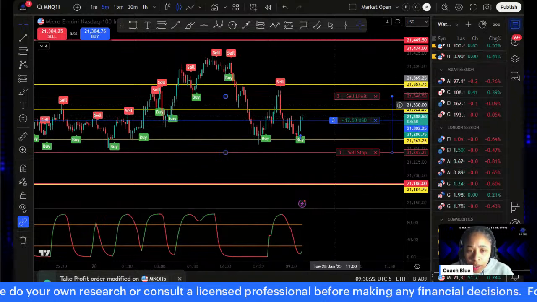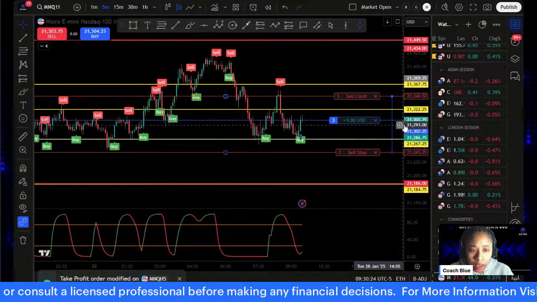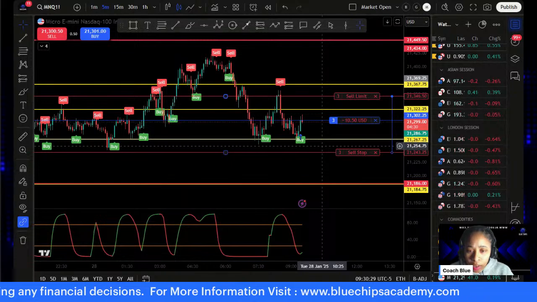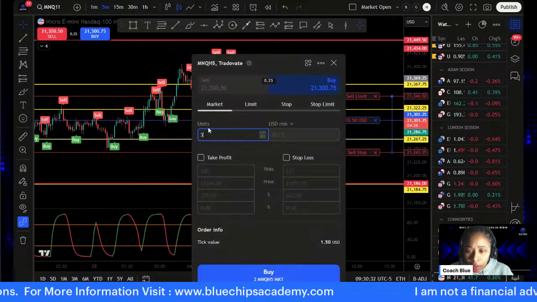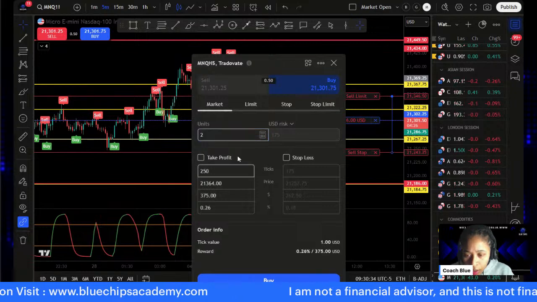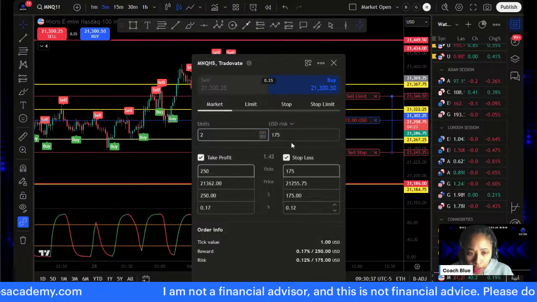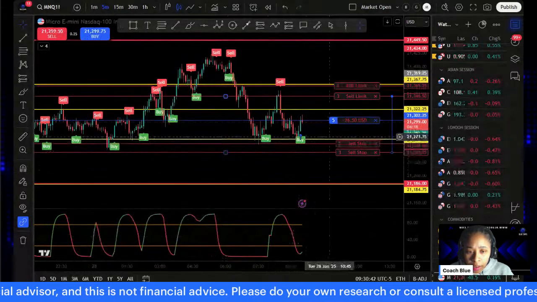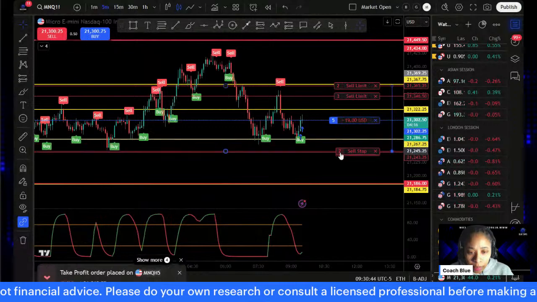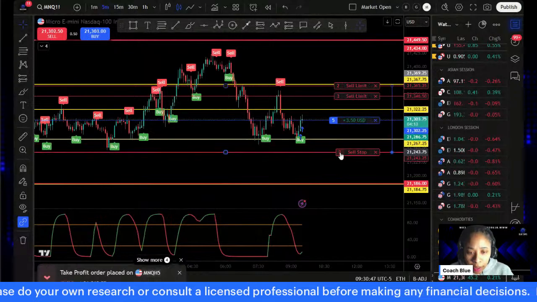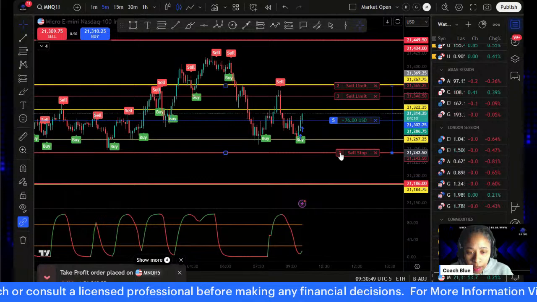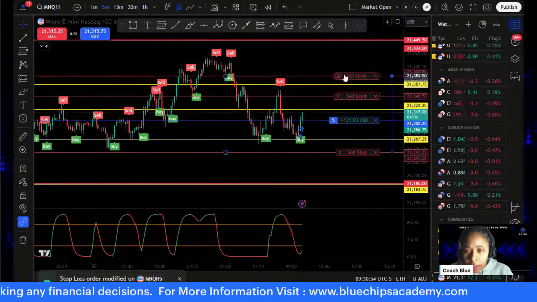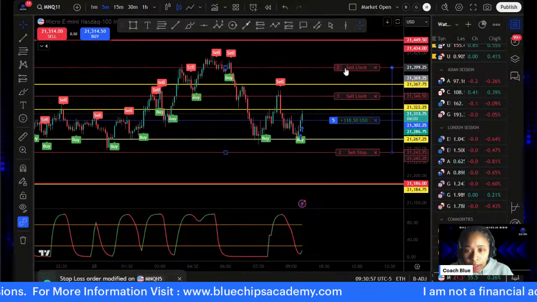So TP1 is 21,346. And then I am going to set another position here for two contracts, and I'm going to go ahead and buy there. So I have my two positions in. My stop loss should be the same. Your stop loss should be the same. And then my TP2 is going to be here at 21,398.